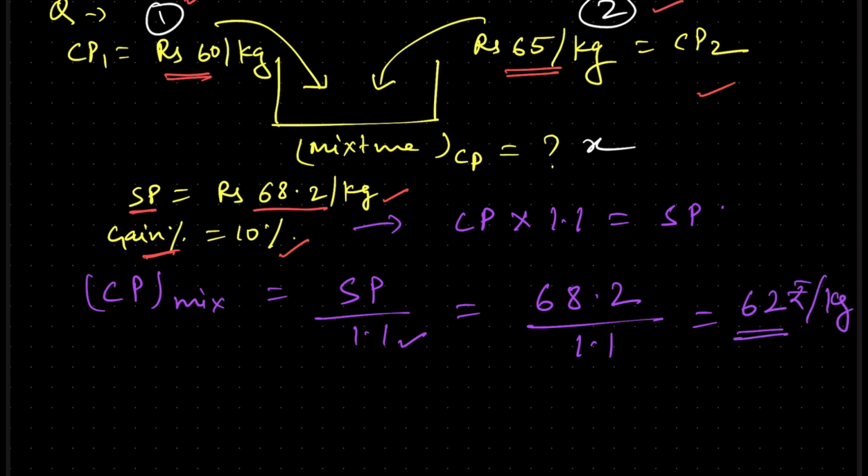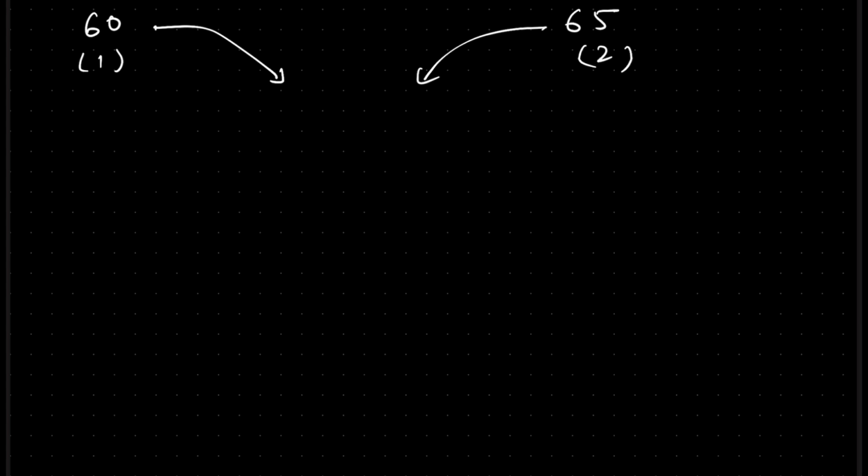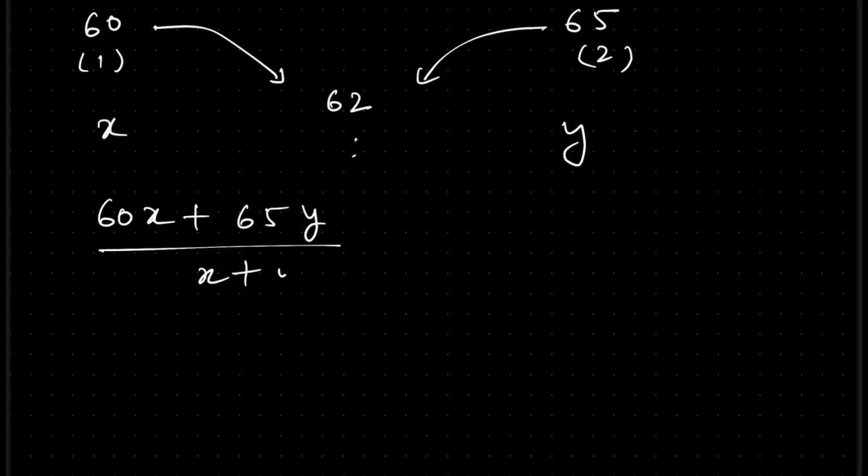So now you have the cost price of the mixture and the individual prices also. You have to find out the ratio. So now let's see how we will find out the ratio. So we have seen that 60 was the rate of the first substance and 65 was the rate of the second substance, and the final mixture rate was 62. The cost price we have got. We have to find the ratio of x is to y. Suppose we have assumed, so (60x plus 65y) divided by (x plus y) will be equal to 62. So either you can do this by this method.